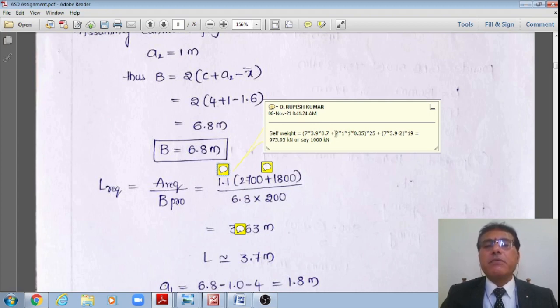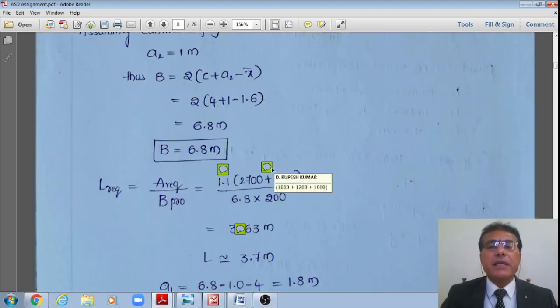Therefore, plus 2 multiplied by 1 multiplied by 1 is the plan size, multiplied by 0.35, multiplied by 25 is the self weight of the concrete, plus the soil overburden pressure over that, which is equal to 7 multiplied by 3.9, from which I'll deduct 1 meter by 1 meter for each of the pedestals, right? That multiplied by, assuming the self weight of the soil as 19 kilonewton per meter cube, I'll get 975.95, so approximately 1000 kilonewton is the self weight.